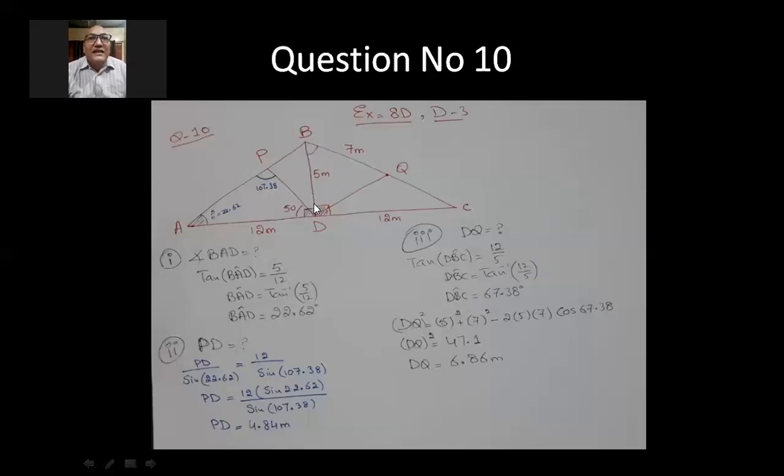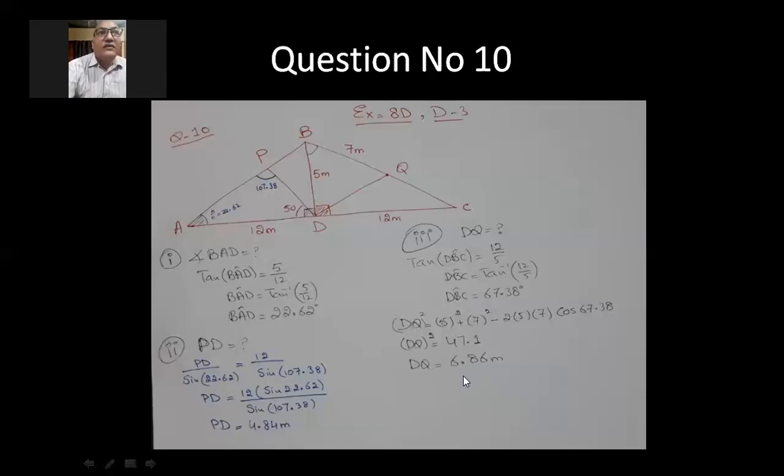Once you know this angle, pay attention to the triangle BDQ. I know this side, I know this side, and I know the angle between them. I want to find out this DQ. I know the two sides and the angle between them, and the opposite side is the question, so we will use the law of cosines. DQ squared equals 5 squared plus 7 squared minus 2 multiplied by 5 multiplied by 7 multiplied by cos 67.38 equals 47.1, under root, and that will be 6.86 meters. So this is how you will solve question number 10.